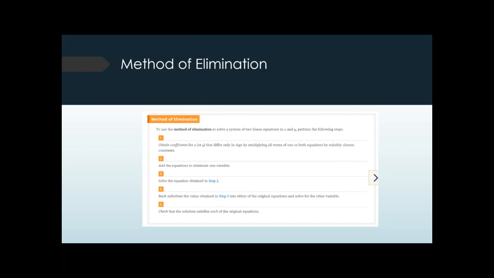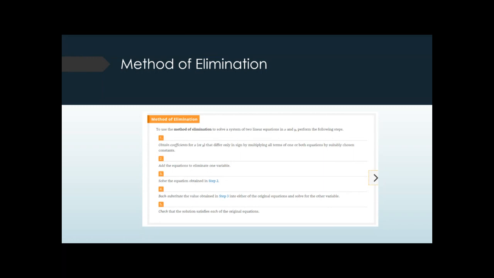So here's how the method of elimination works. And this one involves a little more critical thinking, which is why I think most people don't like it from the very beginning. So first, you have to obtain coefficients for x or y that differ only in sign by multiplying all terms of one or both equations by suitably chosen coefficients.